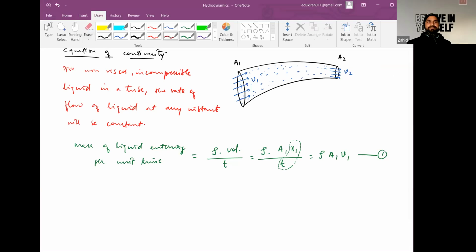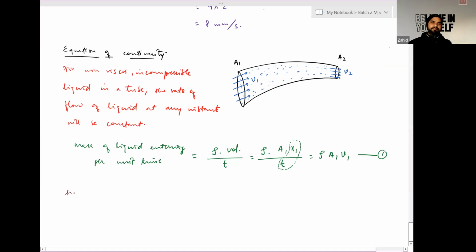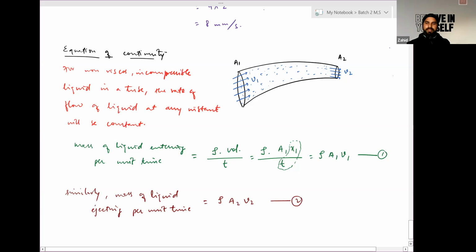Similarly, we can write mass of liquid ejecting per unit time equals density into area of cross section times velocity. Let's say this is equation 2.